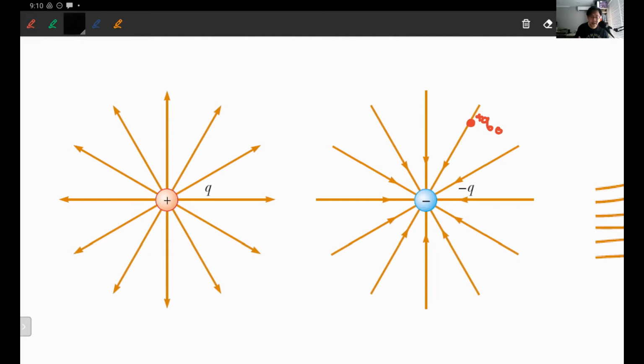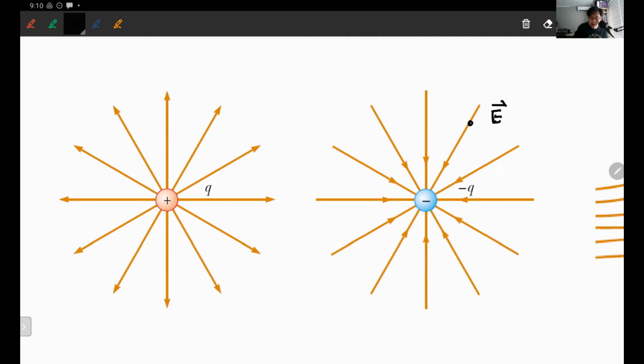So, to get to the force, all you need to calculate is, come with me here. I can just get rid of this charge for a while and calculate what is the electric field at this point. You guys with me? Okay.